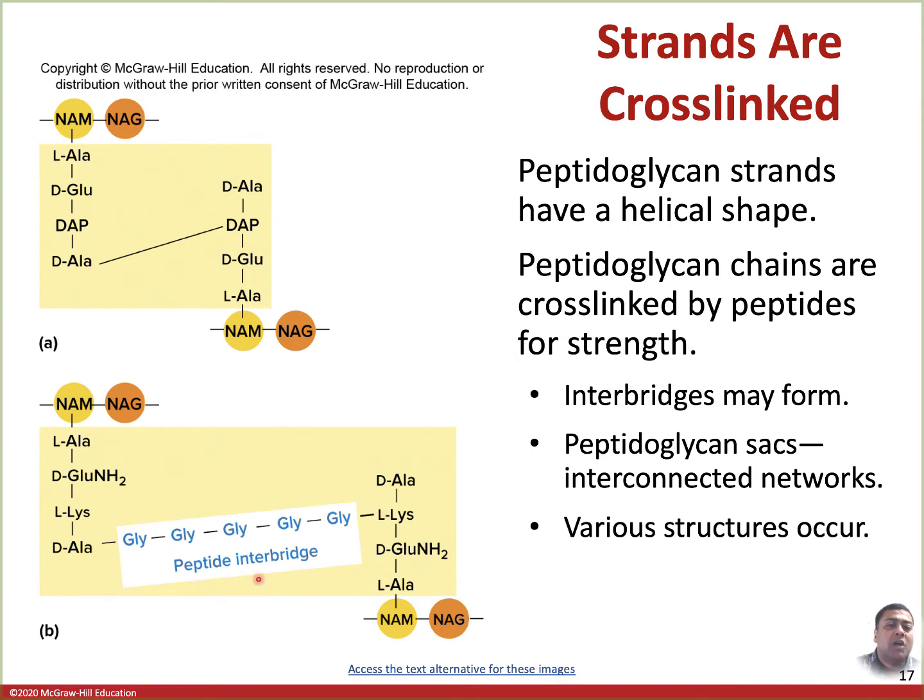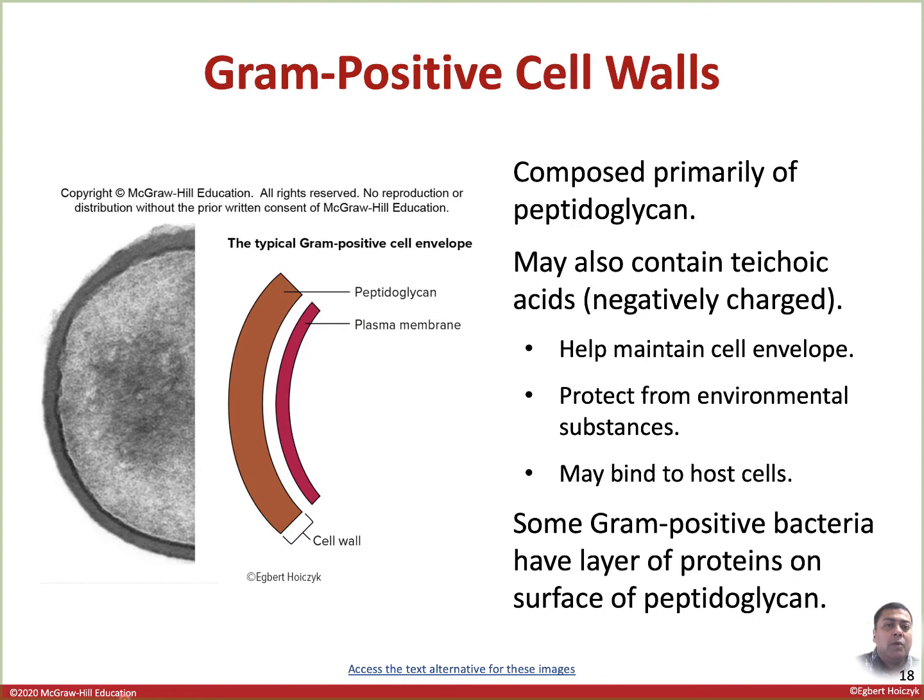And these are some of the targets of some of the antibiotics like penicillin that we are going to talk about later. So what happens, all these cross-linking gives the cell wall a solid rigidity. Along with that, they may also contain these teichoic acids, which are negatively charged. And these help to maintain the cell envelope, protect from the environmental substance, and also bind to the host cells. And some gram-positive bacteria have layers of proteins on the surface of the peptidoglycan as well.